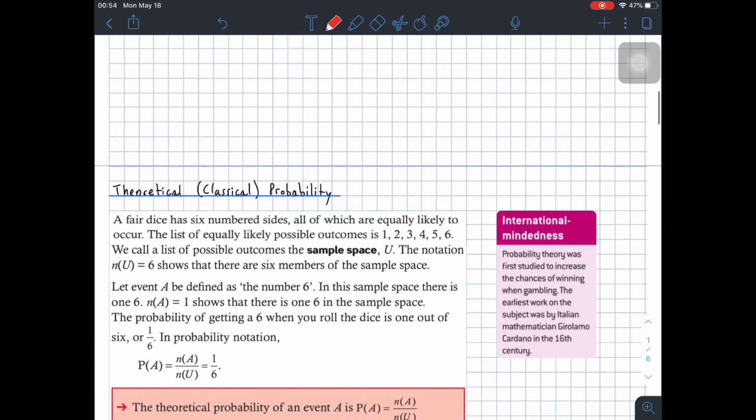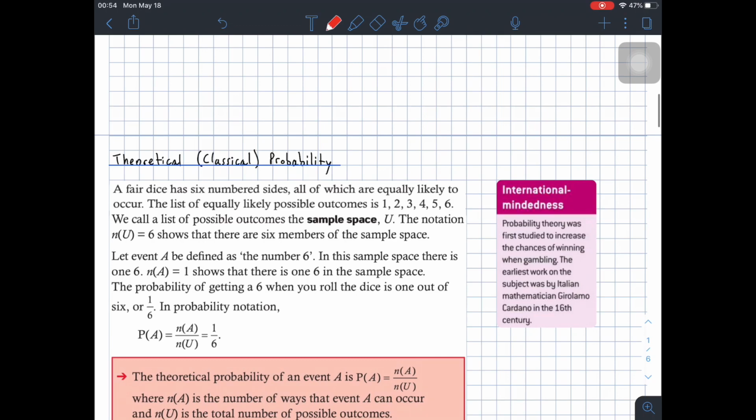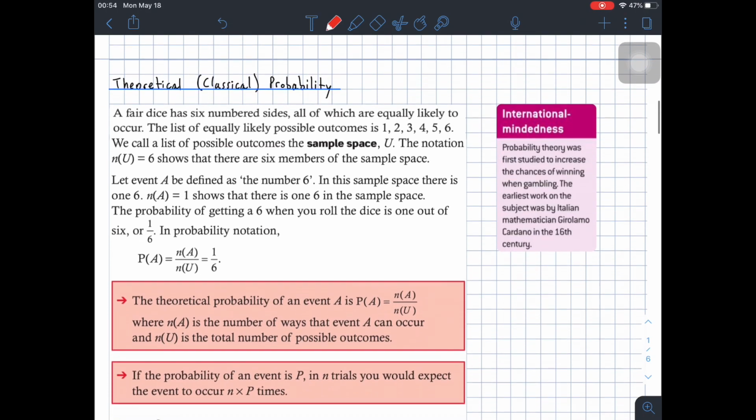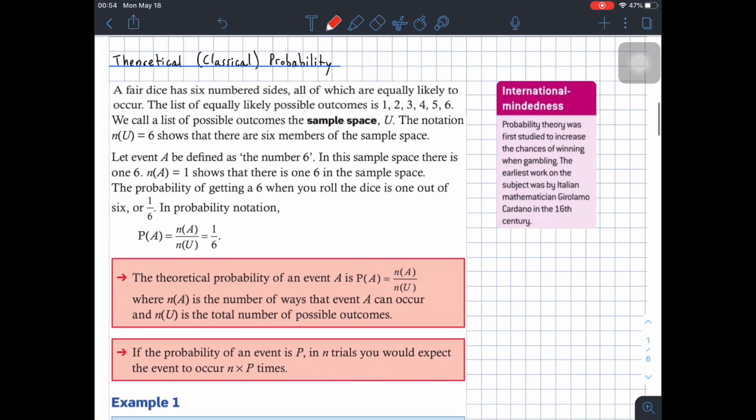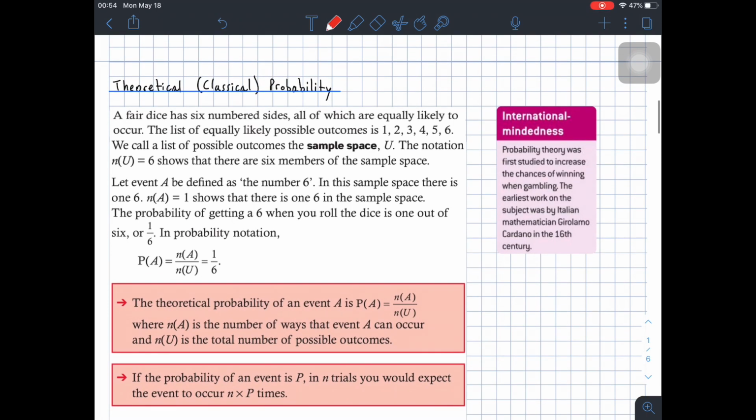Okay, so we're going to start with the theoretical, or also known as classical probability. And this is very simple. It says, a fair dice has 6 numbered sides, all of which are equally likely to occur. The list of equally likely possible outcomes is 1, 2, 3, 4, 5, and 6. Okay, just like a normal dice. We call a list of possible outcomes the sample space U.